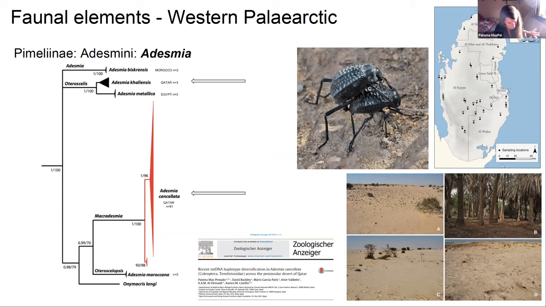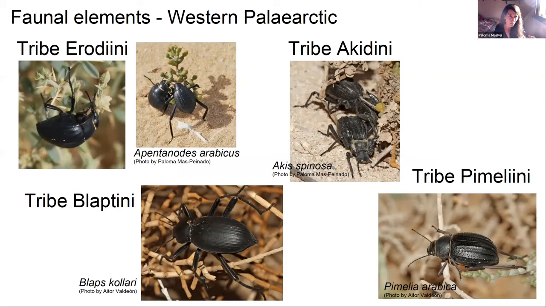And these topological patterns represent an interesting biogeographic scenario with a parallel colonization across the Sahara Desert through the Arabian Peninsula. And also our first phylogenetic approach justifies the necessity to conduct a deep systematic and phylogenetic revision of the Adesmiini. And this is some of the darkling beetles that we found together with Adesmia cancellata and Adesmia cothurnata in Qatar.